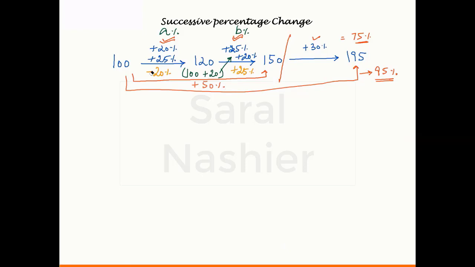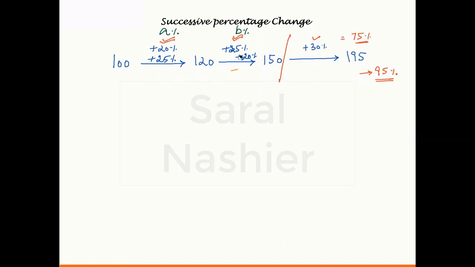So let me just remove these values for you so that we can talk about that. What happens in that case, if you have 3 percentages? What is to be done in that case? Let us discuss this. First of all, we know that from 100 to 150, there is a percentage change of 50%, right? And from 150 to 195, there is a change of 30%. So from here to here, it is 30%.